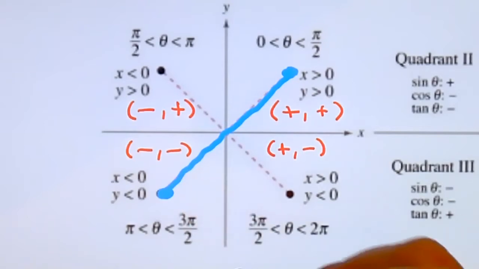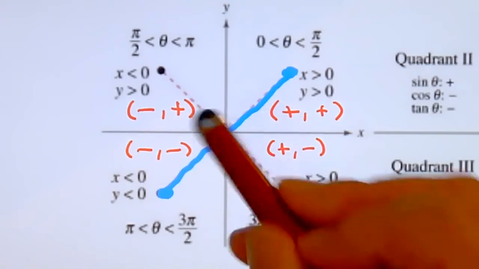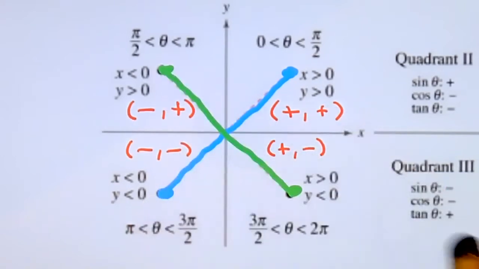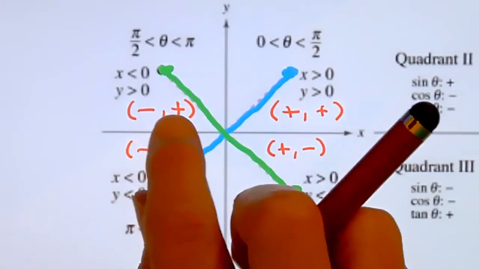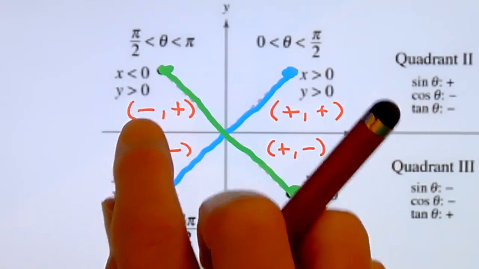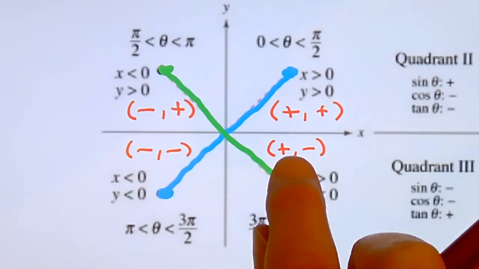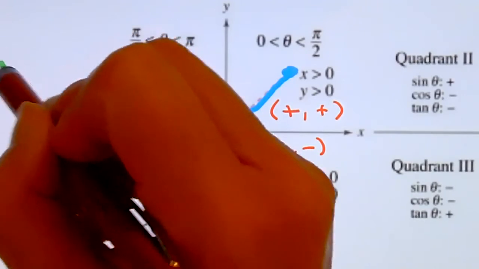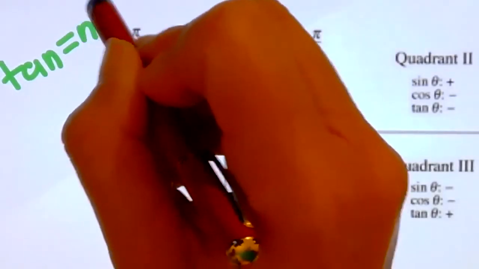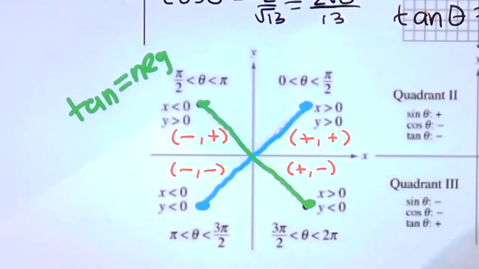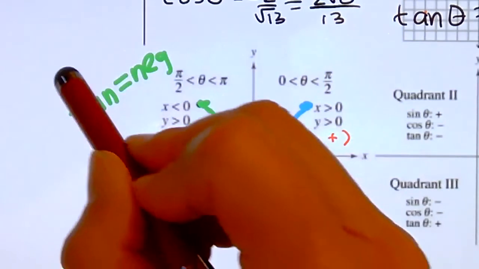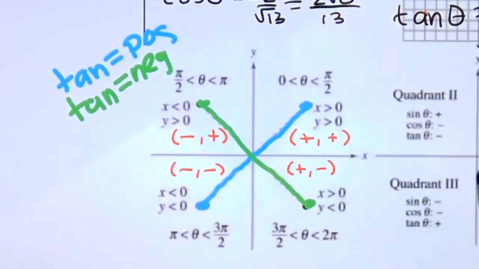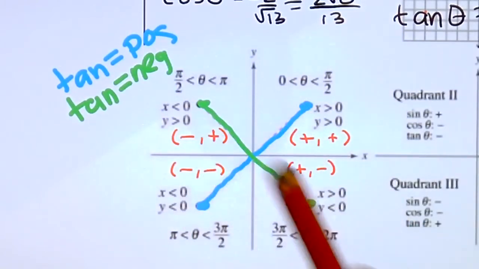But in these two, when I draw this from here to here, you're going to have a negative tangent, because when I'm taking my x over y, I'm going to have a positive over negative, which is a negative, or a negative over positive, which is a negative. So this green one is going to be tan equals negative, and the blue one is tan equals positive. Okay, so again, it's in opposite quadrants.